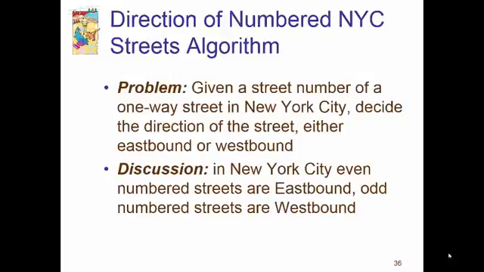So we talk about the direction of numbered New York City streets algorithm. Our problem is, given a one-way street in New York, we want to decide if the direction of the street is eastbound or westbound. In New York City, even-numbered streets are eastbound, odd-numbered streets are westbound.